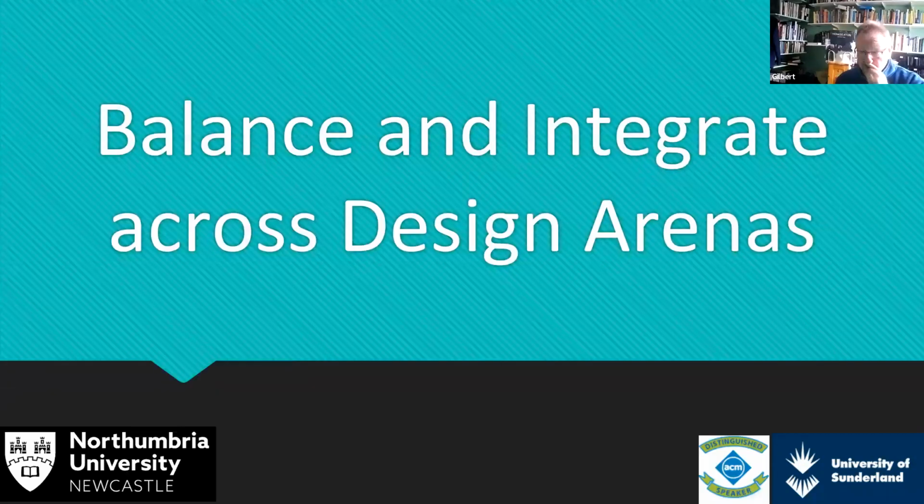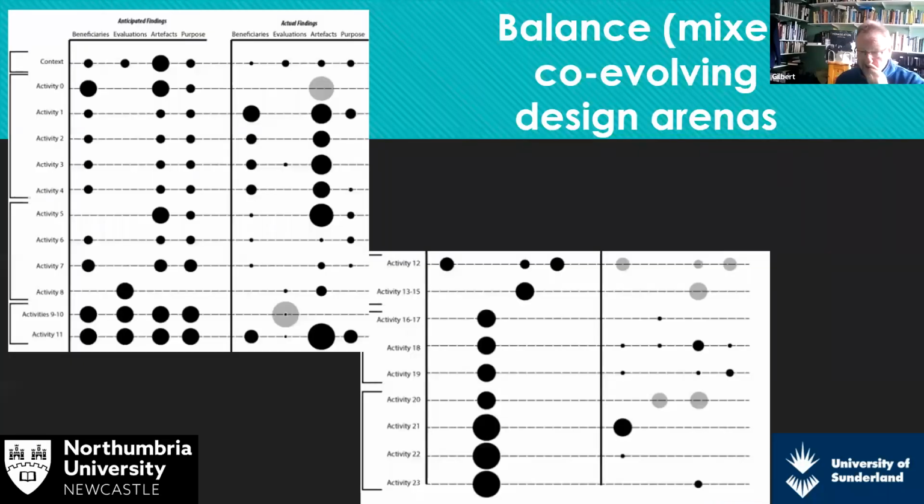We need to balance and integrate across design arenas. So this is another one of Jenny George's representations. There are no connections in this one. It's a proportional abstract design situation. So on the left, what she thought was happening at the start of an episode and where she thought the results were going to come from, and what actually happened. The gray ones were things that she didn't have much record of at all, but she knew it happened, because if they hadn't happened, she would have made subsequent steps.